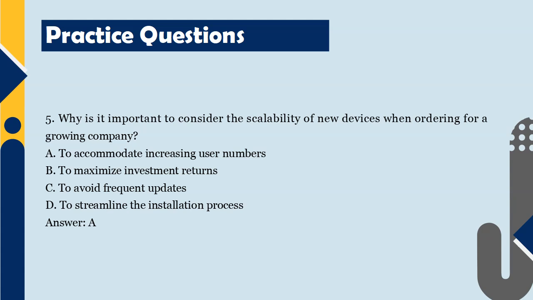5. Why is it important to consider the scalability of new devices when ordering for a growing company? A. To accommodate increasing user numbers. B. To maximize investment returns. C. To avoid frequent updates. D. To streamline the installation process. Answer: A.